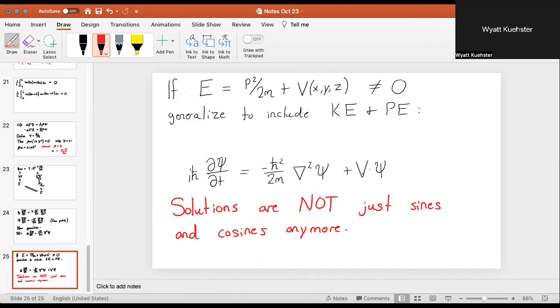But when you add a V times psi and V is non-zero, the solutions to this aren't just plane waves. They're not sines and cosines anymore. They're slightly more complicated than that. So that's what we'll do next week. Let's pick a potential. We're going to do the particle in a box, or infinite square well potential. We're going to solve this for that potential and see it's not quite just sines and cosines anymore, but it's close. Okay. I think that was all I wanted to say. Hopefully that was maybe a little bit enlightening.